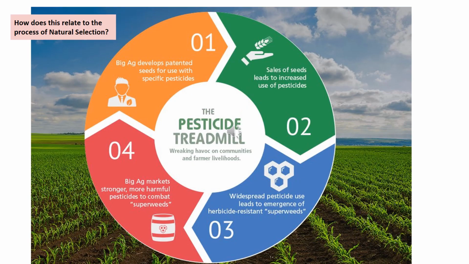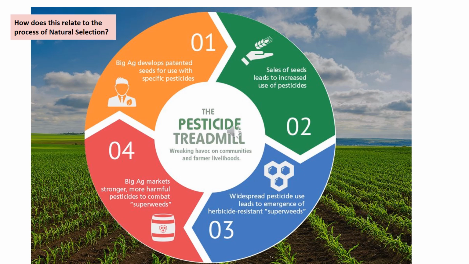Let's talk for a moment about the pesticide treadmill, which causes a lot of problems for ecological communities and human communities too. So let's start with the orange. Number one, industrial agriculture develops patented seeds, like the soybeans that Monsanto developed, that are resistant to Roundup. So you can grow those soybean crops. When the weeds start to grow, you can spray Roundup all over your field and it kills all the weeds, but not your soybean crop.